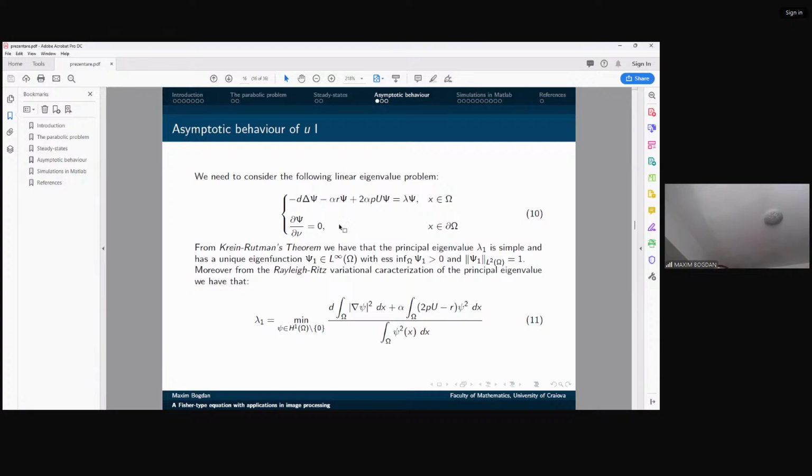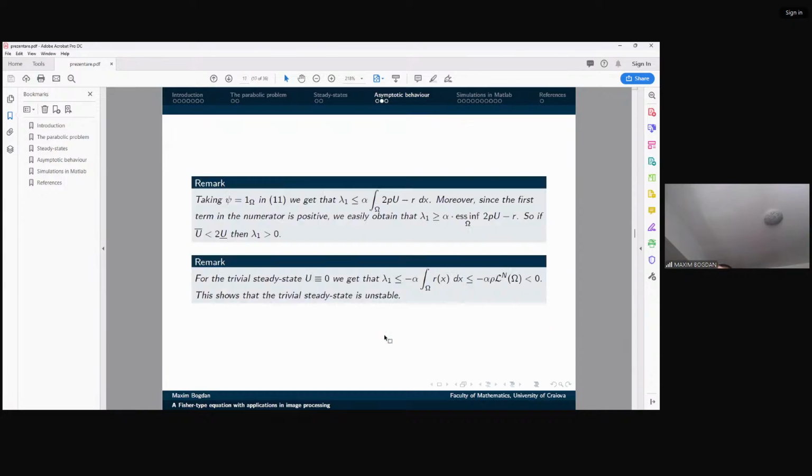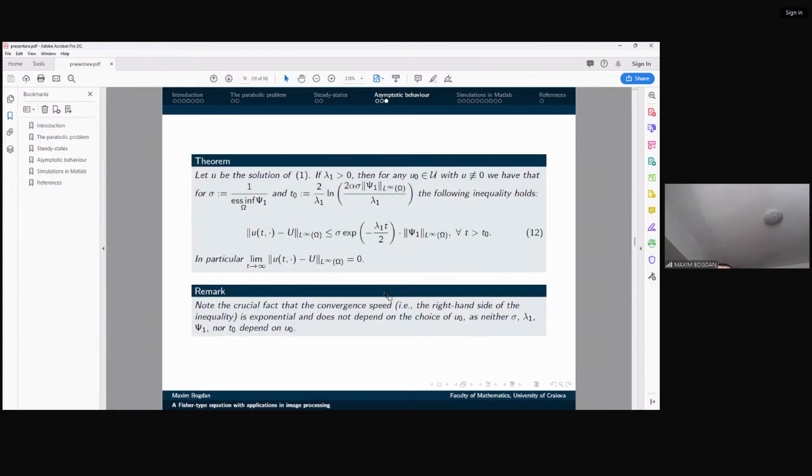And from the Krein-Rutman theorem, we know that this equation has a strictly positive solution, exactly 1, for its principal eigenvalue, which is the smallest. And it can be computed via the Rayleigh-Ritz quotient, which is here. The main result about the asymptotic behavior is this one.